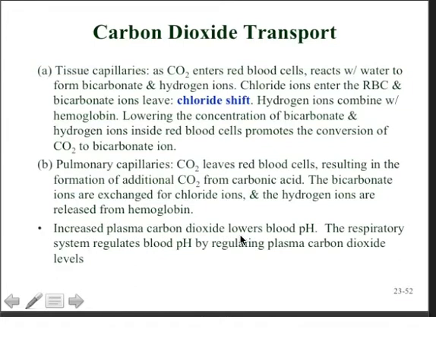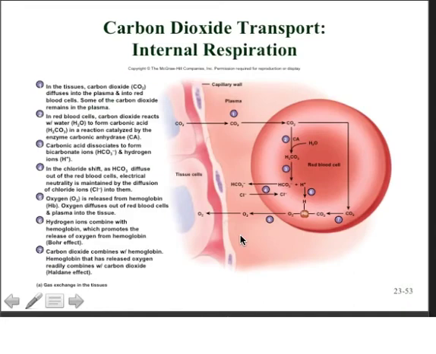Increased plasma CO2 concentration lowers the blood pH. The respiratory system then regulates this by regulating plasma CO2 levels. And so this diagram kind of shows you what's happening here at the level of the tissue cells. Okay, so we again see that the gradient is going to favor CO2 movement out of the tissues into the plasma.